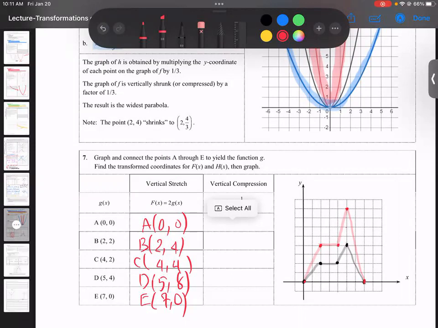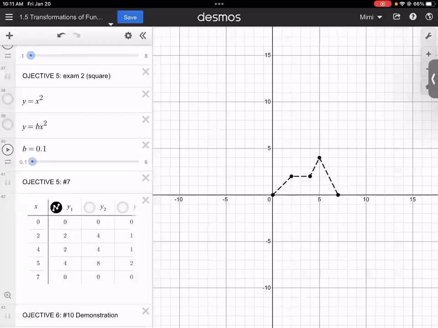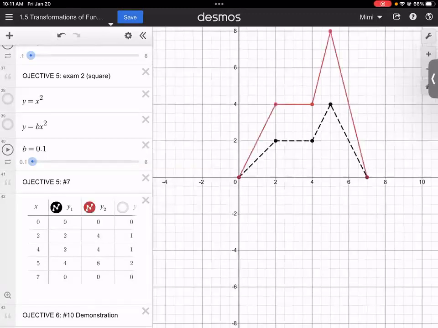Very good. Now, I don't feel like doing it because you all did it for me already. So let me show you how I did it. I like to use g of x or big F of x. So for y1, that's your parent graph, g of x. Y2, that's my big F of x, the vertical stretch. And the vertical compression is that one. So it looks like everybody has the same thing I do.